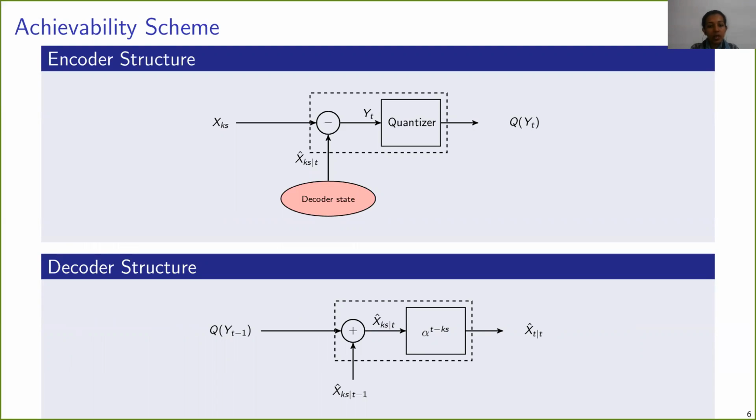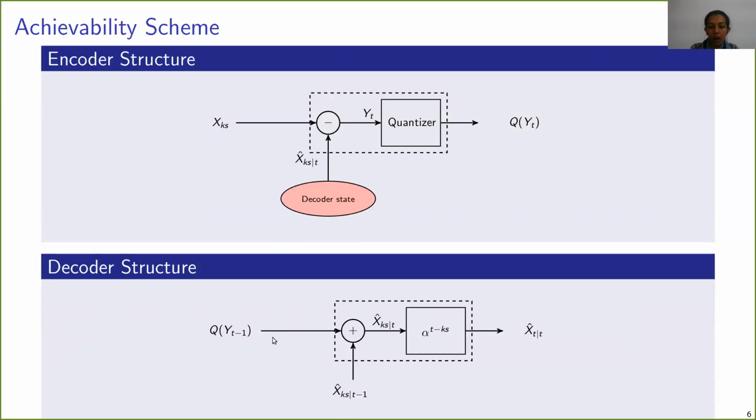The basic encoding strategy that we adopt is similar to the differential predictive coding scheme found in literature. At the encoder, suppose X_k is the latest sample available. Then we take the difference between this latest sample and its current estimate at the decoder. And this estimation error, which we denote by Y, is what we encode and send across the channel.